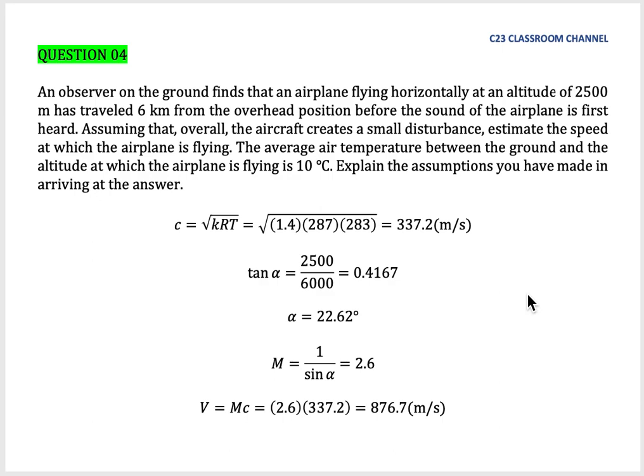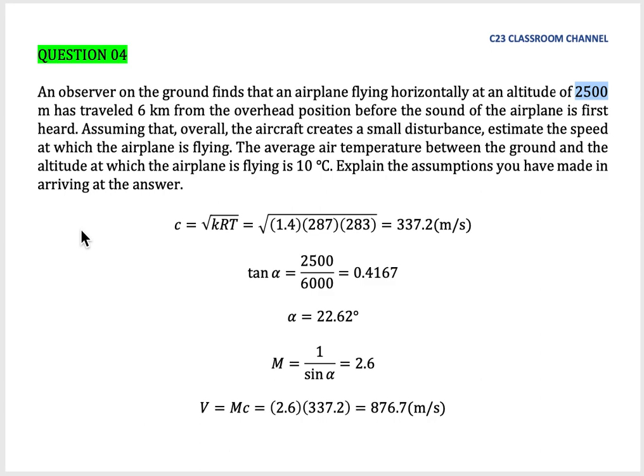Compressible flow, question number 4. An observer on the ground finds that an airplane flying horizontally at an altitude of 2,500 meters has traveled 6 kilometers from the overhead position before the sound of the plane is first heard. Assuming that overall the aircraft creates a small disturbance, estimate the speed at which the airplane is flying.